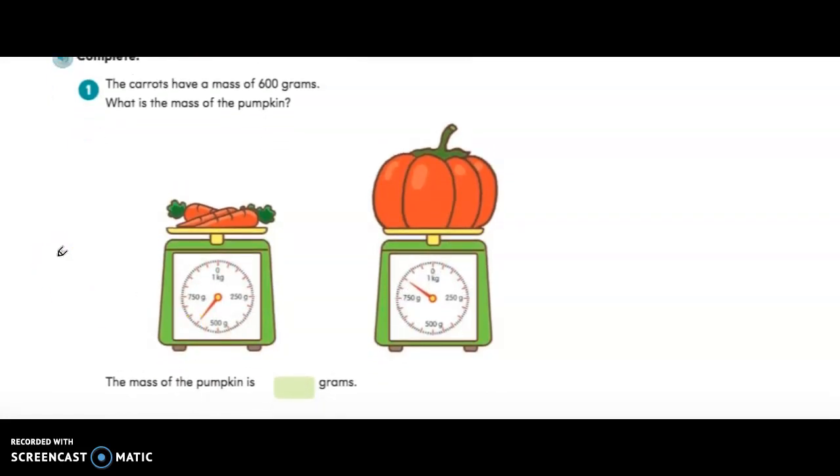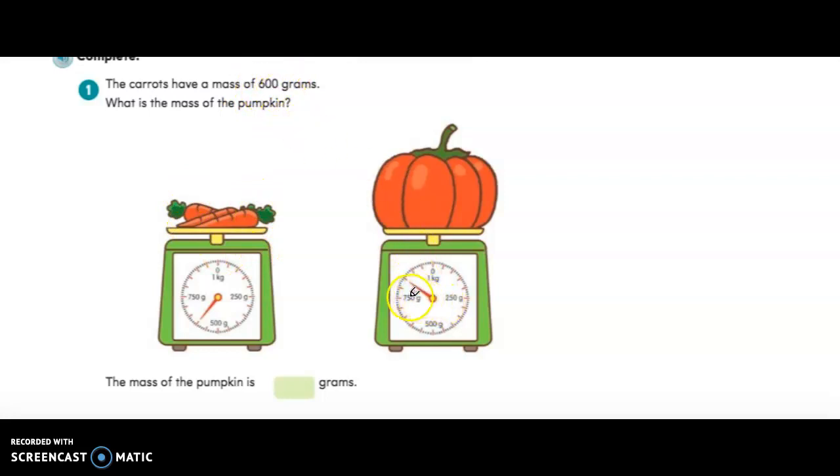The carrots have a mass of 600 grams. What is the mass of the pumpkin? Now, it is super tiny, and I know it may be hard for you to see, so I'm going to walk us through it. We look at the carrot scale. We have right here our 500, and when we looked at our last couple slides when we were looking at that scale, these are increasing by 50. So this next jump would be 550, and then we got to our 600 here, which is why the mass of the carrots is 600 grams.